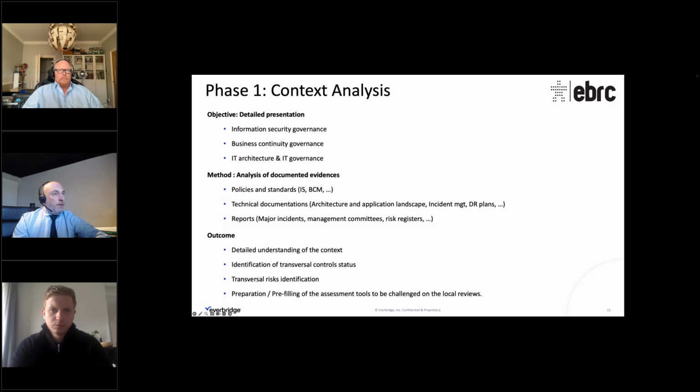Yes, so as I said earlier, we have this context analysis. We have to go through in very much detail about information security governance, business continuity, your IT architecture. Our method is analysis through evidence. So we need to read with you policies, standards, your technical documentation, your reports, because that's very related to how you manage your critical incidents. So that's related to major incident management committees, risk registering, and the outcome is the understanding of the context and the preparation and the pre-filling of our assessment tool to be challenged and to be reviewed.